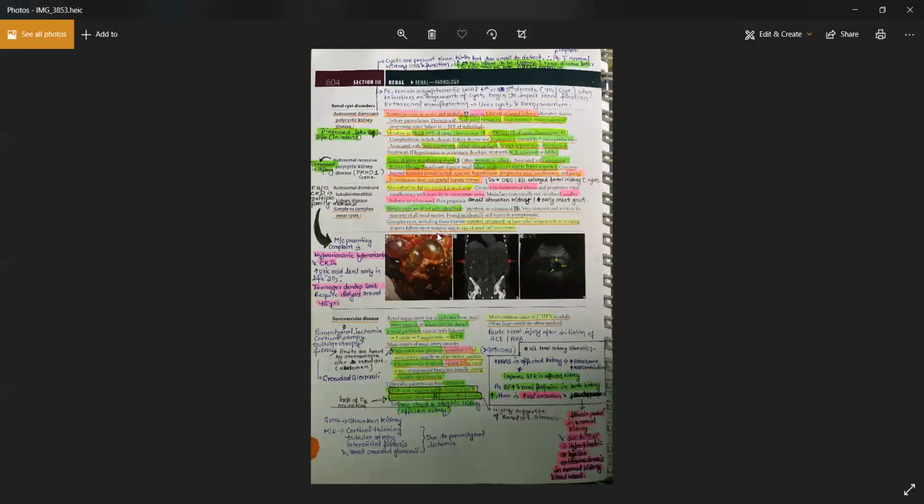And now you have the renal cystic disorders. For that, you have autosomal recessive polycystic kidney disease and autosomal dominant polycystic kidney disease. Two types.